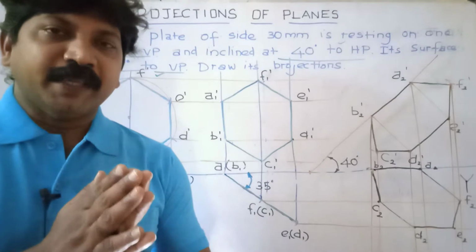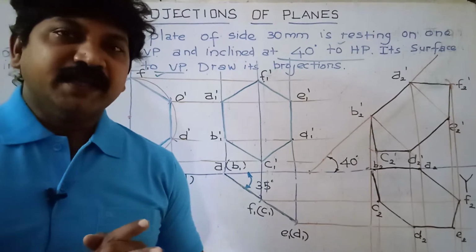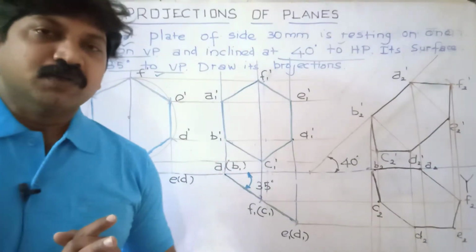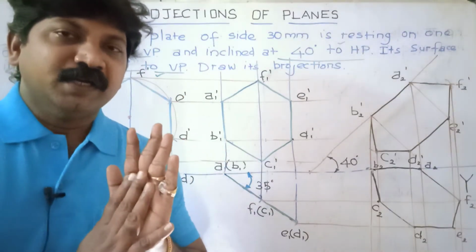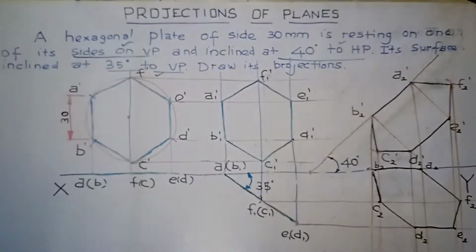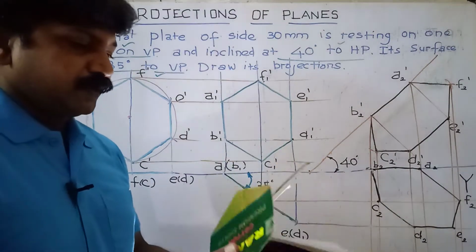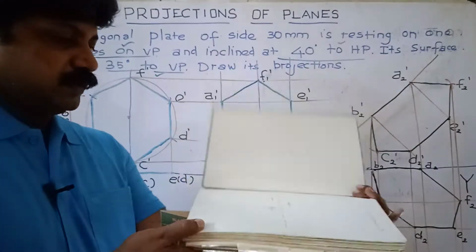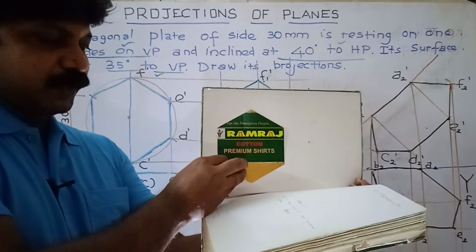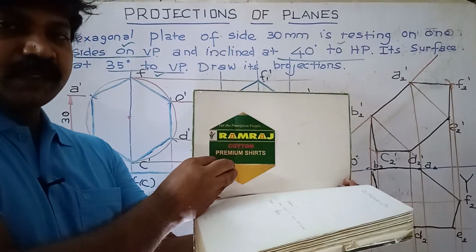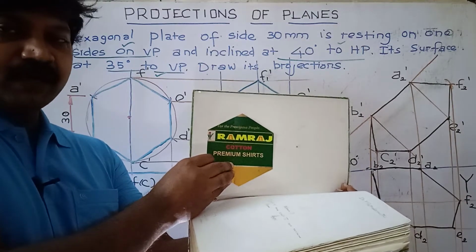Position: hexagonal plate surface resting on VP, and at a time, one of the sides perpendicular to HP. Surface resting on VP and one of the sides perpendicular to HP. Draw the front and top view. Assume this is the first quadrant. Consider our hexagonal plate surface resting on VP and one of the sides perpendicular to HP. In this position, draw the front and top view first. So the front view is a hexagonal plane and the top view is a straight line on the XY axis.